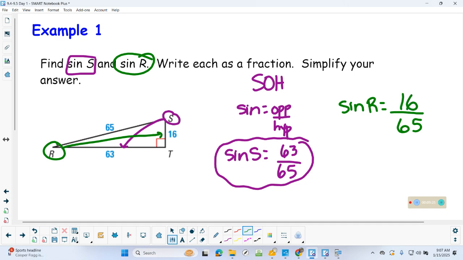And then just check in your calculator, does 60 over 65 reduce? It does not. Circle it. We're done. So two sides of the triangle, that's what trig ratios are. It's that easy today, my friends. Just make sure you pick the correct sides.